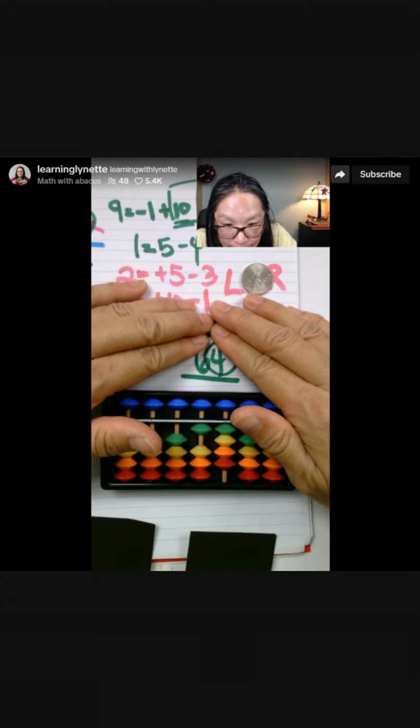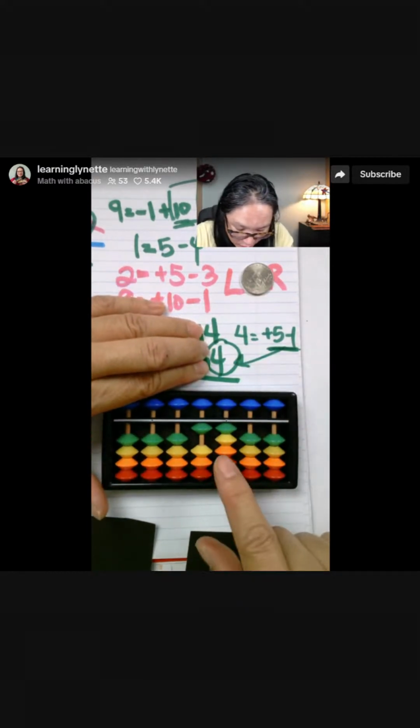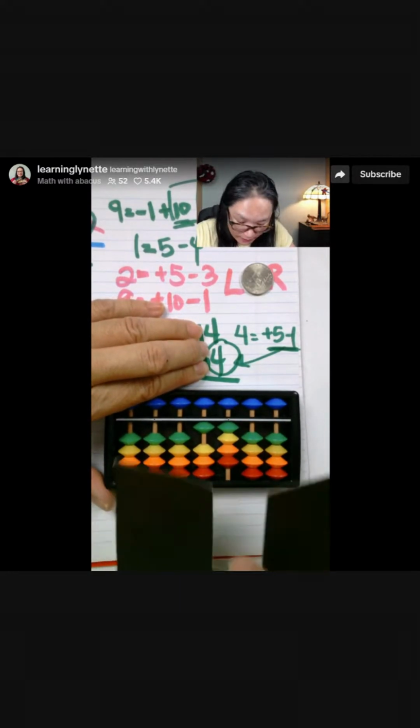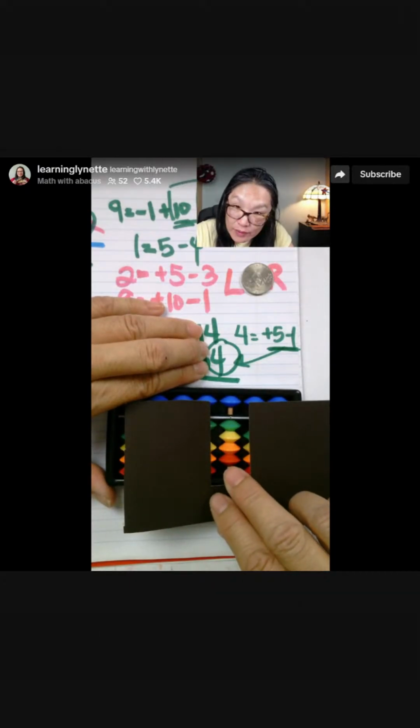Which one are we going to do first? Add the 4. Okay, so let's add the 4. There's not enough beads to add the 4, right? What do we do? We know how to add it. Remember, we add the 4.